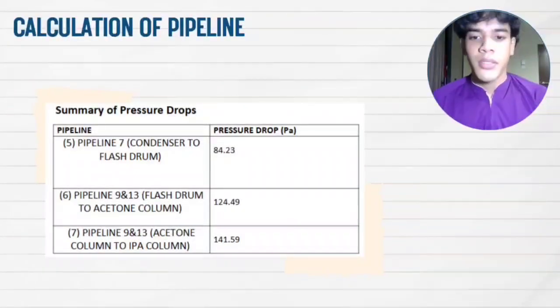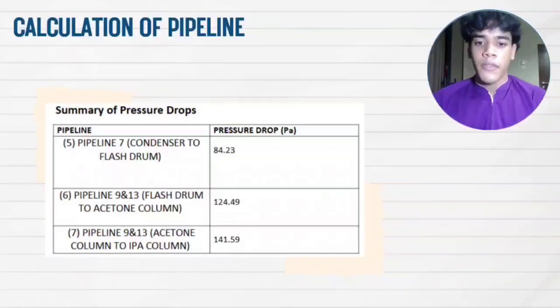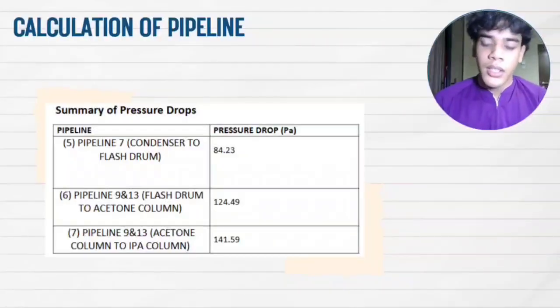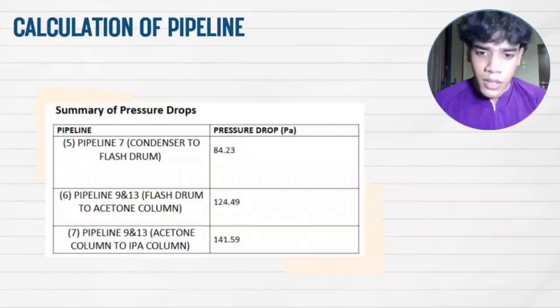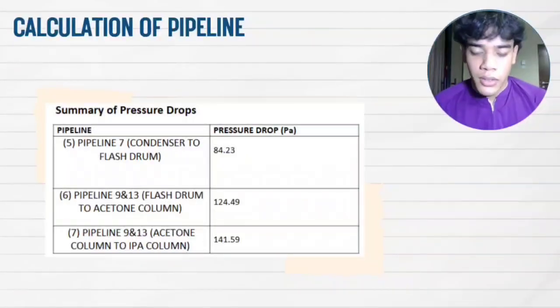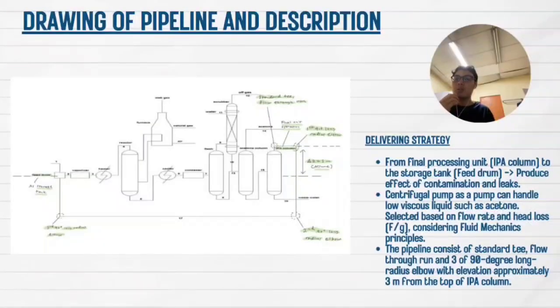This is our summary of the pressure drop that we calculated in the previous part, for the 3 main pipelines. For pipeline 7, which is condenser to flash drum, we have 84.23 pressure drop in unit Pa, Pascal. And then for pipeline 9 and 13, from flash drum to acetone column, we have a pressure drop of 124.49. And for pipeline 9 and 13, we have 141.59 Pa, Pascal.